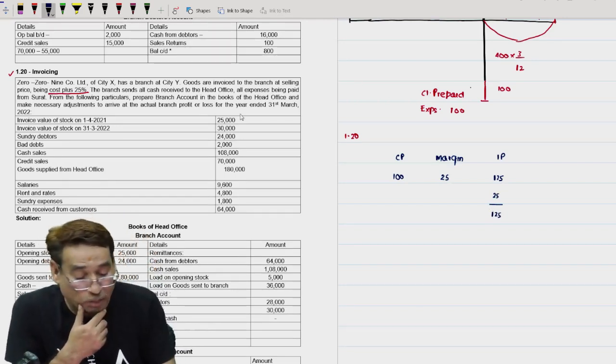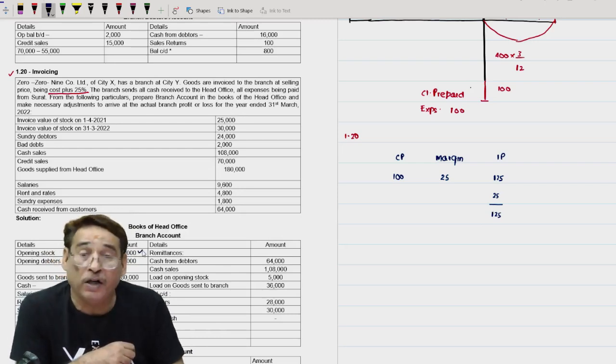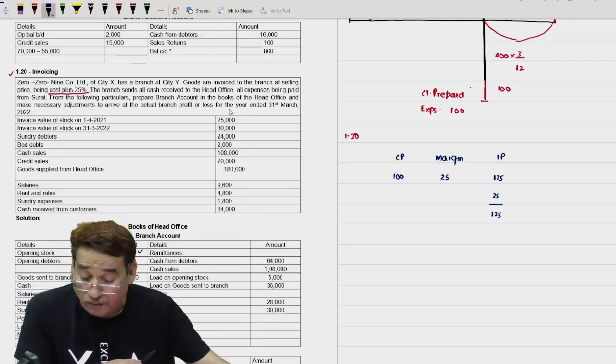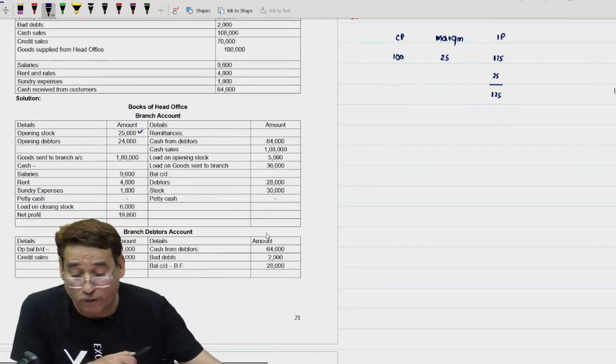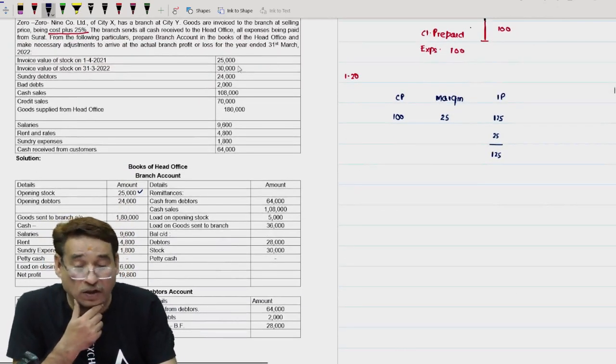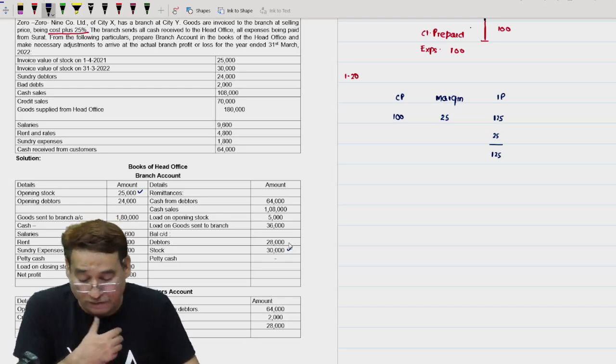So invoice price of opening stock, you are going to write it towards the debit side as I have written already here. And then you will take the loading 1/5. Similarly, invoice value of closing stock is given in this question, 30,000. You will write under balance carried down closing stock 30,000. And then you will take the loading also.